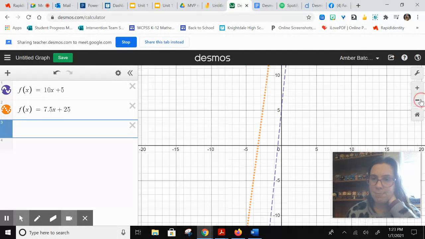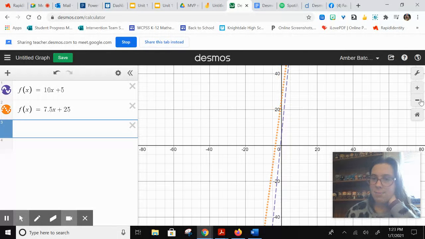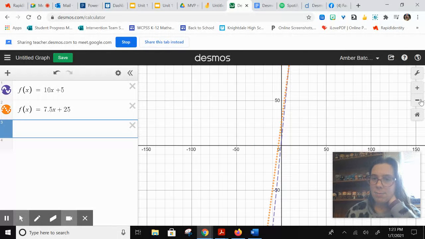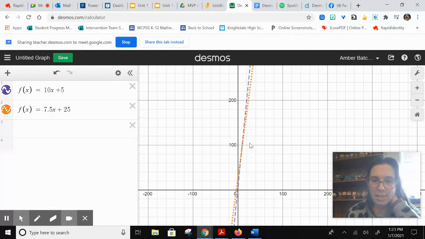Still can't see it. They're kind of overlapping, but I'm not really sure where they're overlapping, so I'm going to do it again. Okay. So now I can see here that they have overlapped. So I'm going to zoom in.